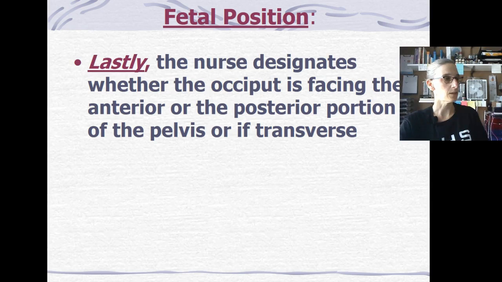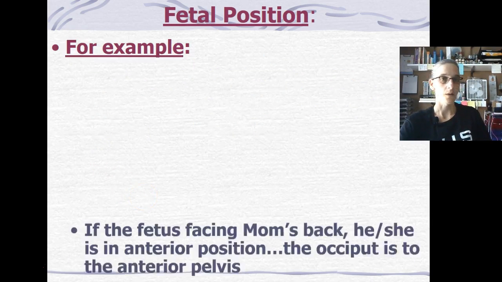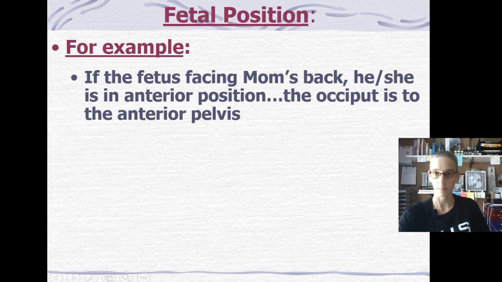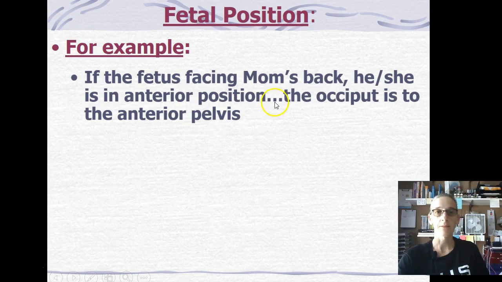And lastly, with fetal presentation or fetal position, we have the nurse designating whether the occiput is facing the anterior or the posterior portion of the pelvis, or if it's transverse. For example, if the fetus is facing the mom's back, he or she is in anterior position. The occiput, the back of the head, is to the anterior pelvis.